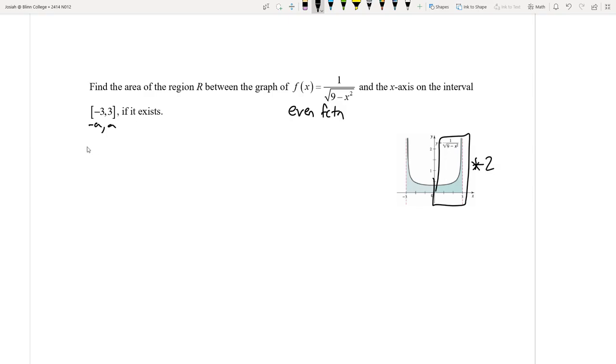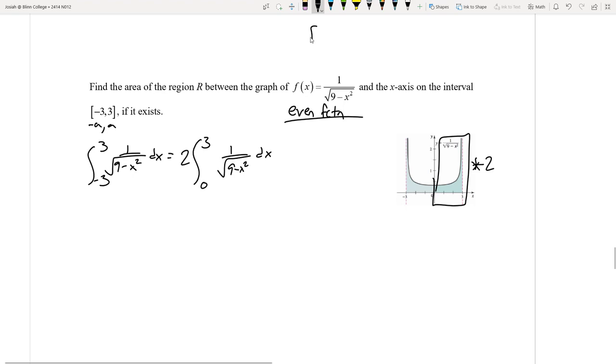We can actually say that the integral from -3 to 3 of our function is equal to 2 times the integral from 0 to 3 of our function. Be very careful with this. There's only very specific situations where this can work. First off, you have to verify that your function is even.